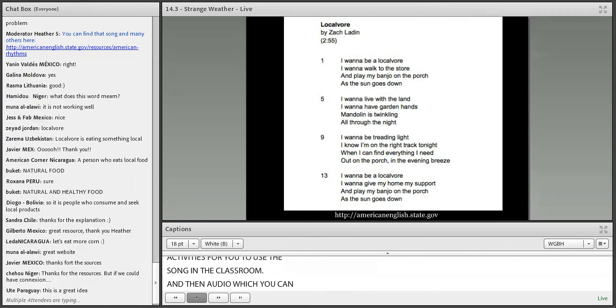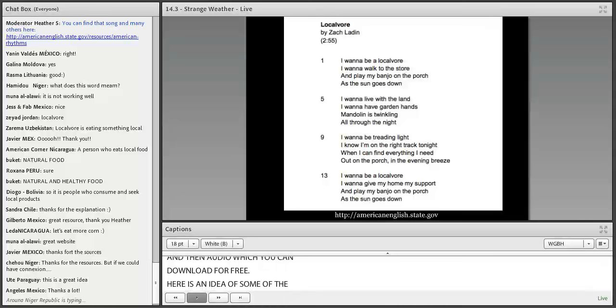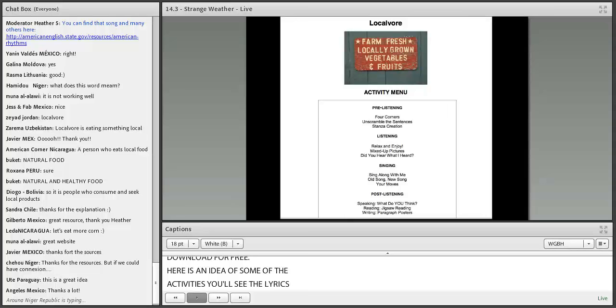Here's an idea of some of the activities. You'll see the lyrics to the song. You'll find an activity menu. Each of those is a separate activity. That is, by my count, 12 activities to use with one song. Is American English great or what?